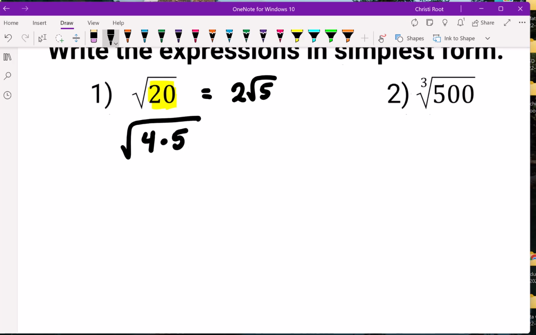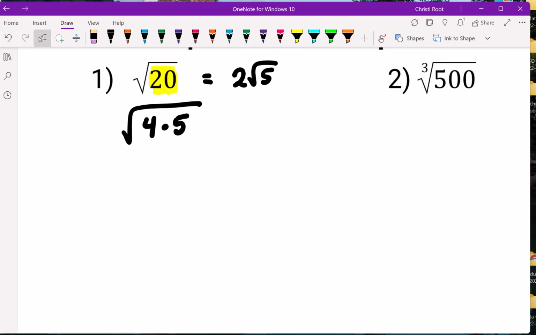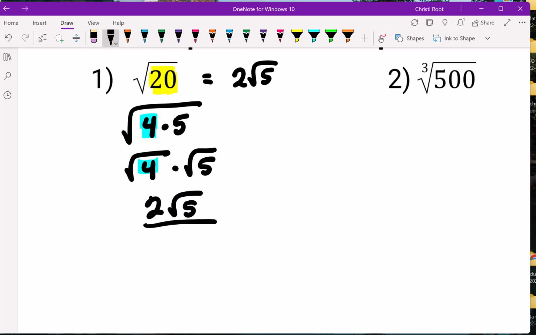So what you're doing is you're taking this number that you can't do the square root of, and you're splitting it into parts that you can take the square root of. So I can take the square root of 4, so I will do that. I'm going to split it up. I'm going to say square root of 4, square root of 5. I'm going to take that and say that that's 2. So my final answer is going to be 2 square root of 5.